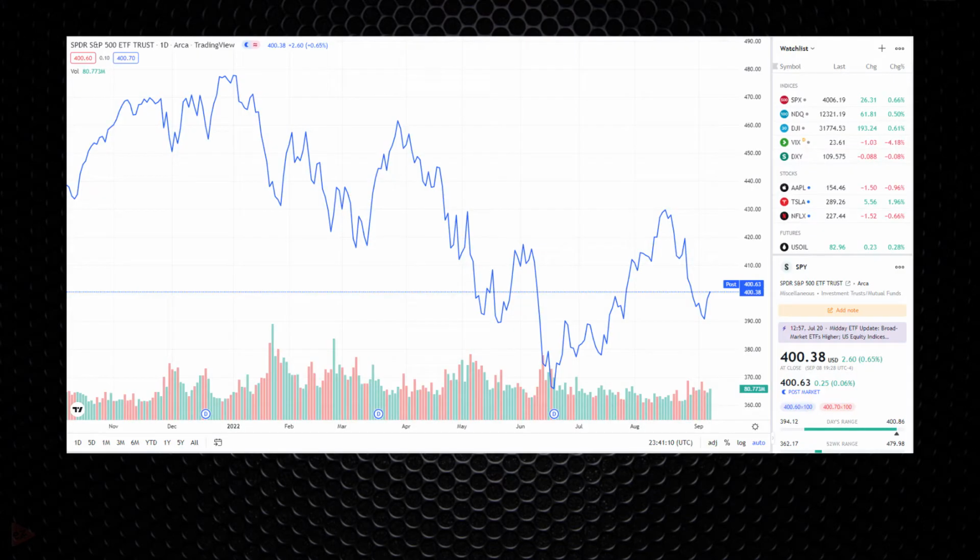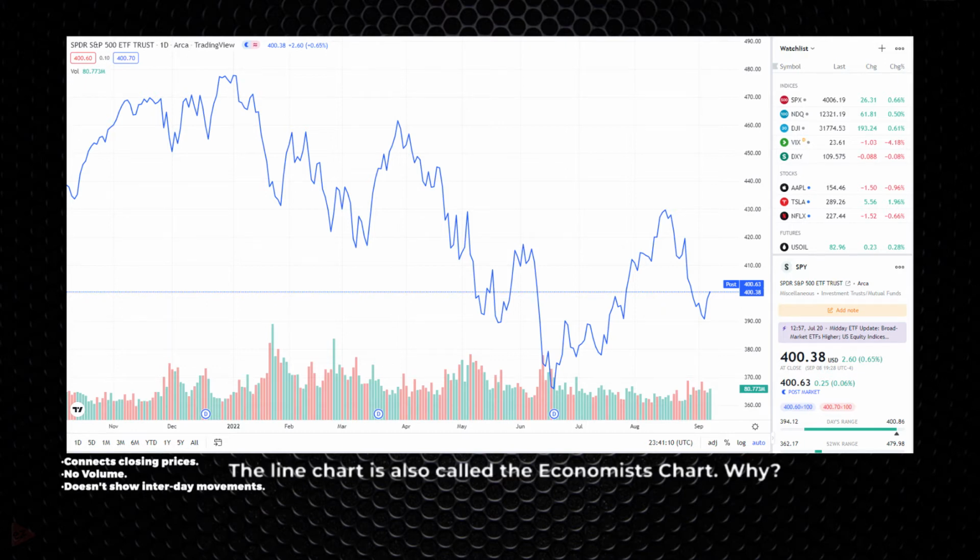The first chart that we're going to look at is the line chart, and this is a chart that everyone has seen at one point or another in their lives. It's a chart that simply connects the closing prices. These charts usually do not show any volume. They also don't show the intraday movements. The line chart is also called the economist's chart.